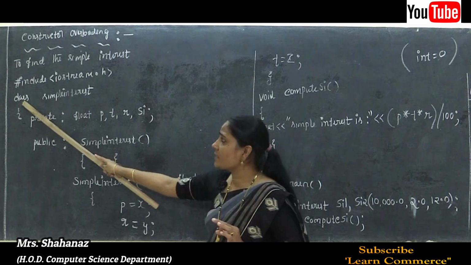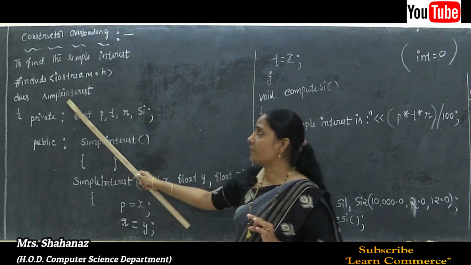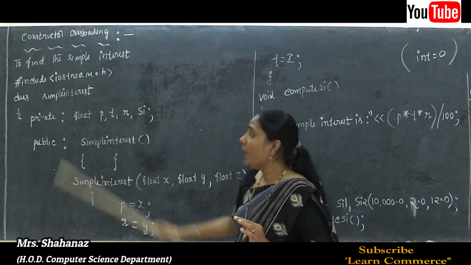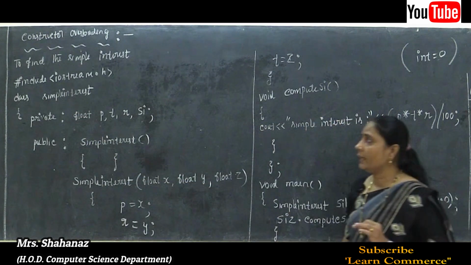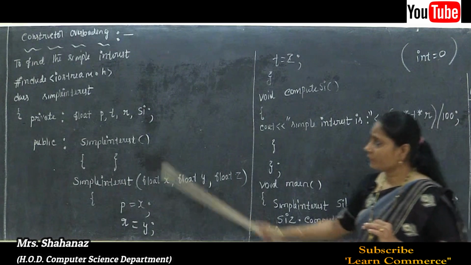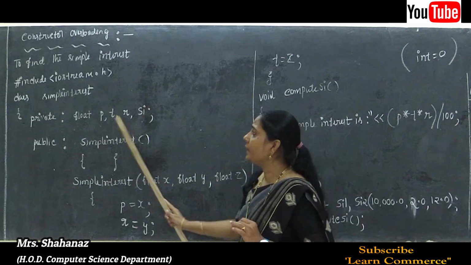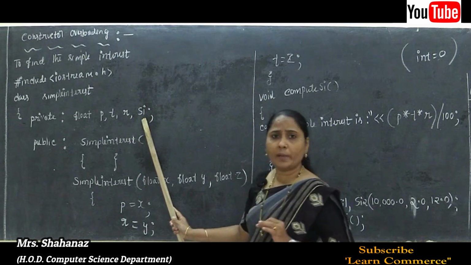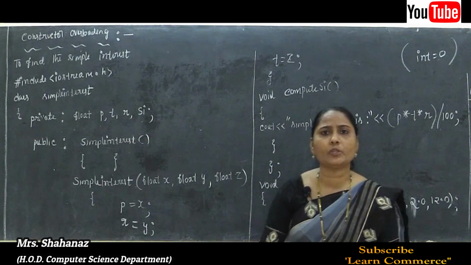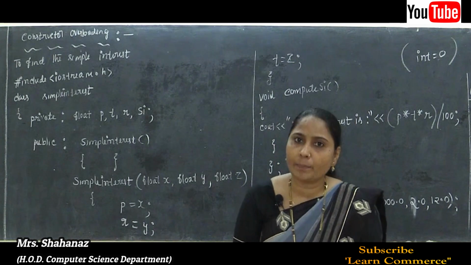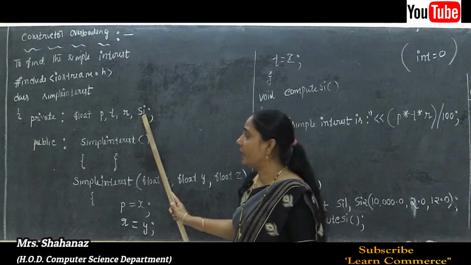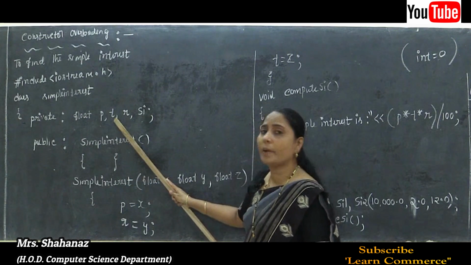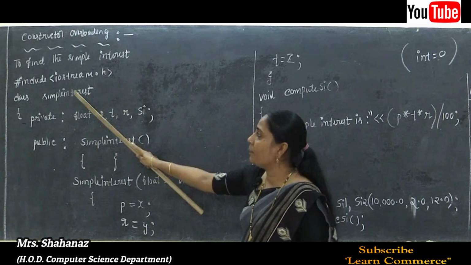And class is the keyword, and SimpleInterest is the name of the class, a user-defined name. In our private section, I am declaring some of the member data. The member data are P, T, R, that means principal, time, rate, and by using the PTR values I am going to calculate the simple interest. All are declared using the private access specifier. Why? Because all are called the member data of the class SimpleInterest.